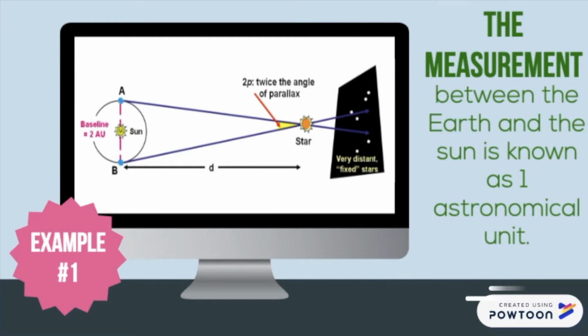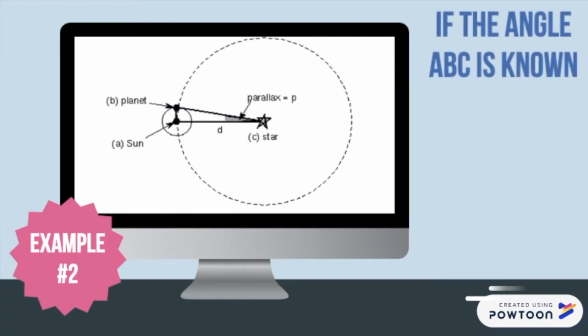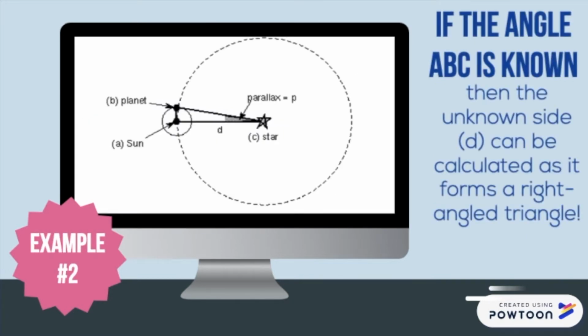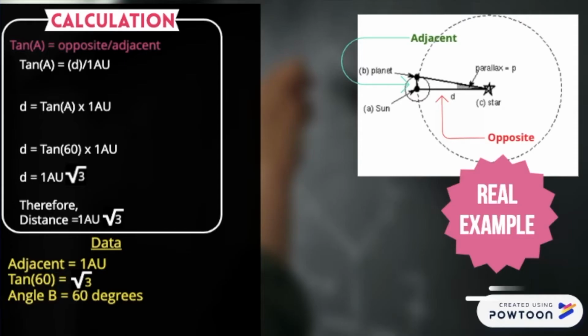If the angle of the baseline to the star is known, then the unknown side, the distance of the Earth to the star, and the distance of the star to the Sun, can be found as it forms a triangle. Furthermore, looking at a real-life example, the following example provided can be calculated. We know that the distance between the Sun and the Earth is 1 astronomical unit, and in this case, the angle ABC is 60 degrees.